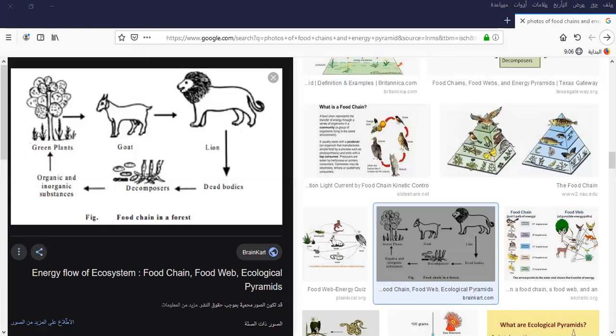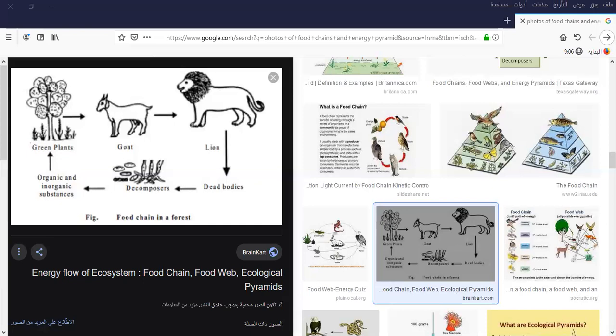The organic and inorganic substances come from the green plant. Then the lion dies and decomposes, and its organic and inorganic substances return again to the soil. Then another green plant absorbs these organic and inorganic substances from the soil and the cycle is repeated.